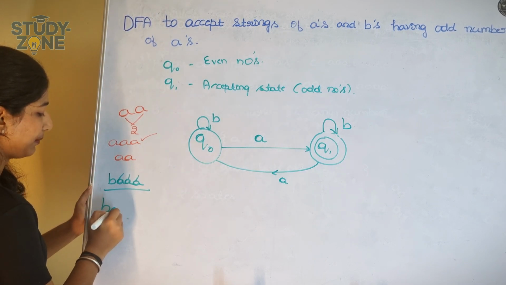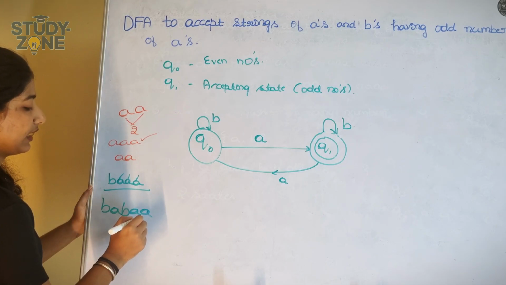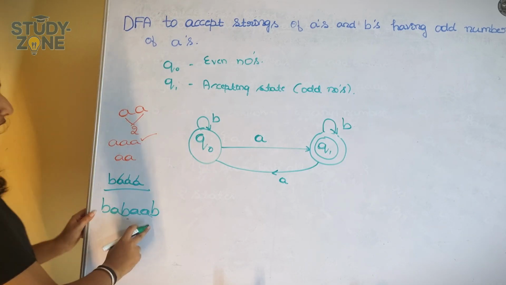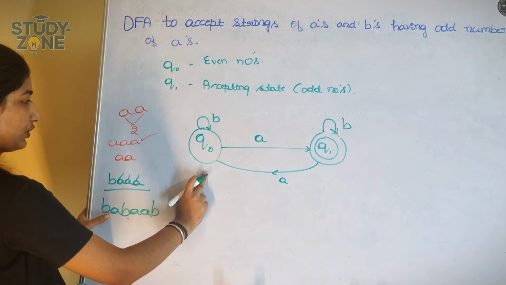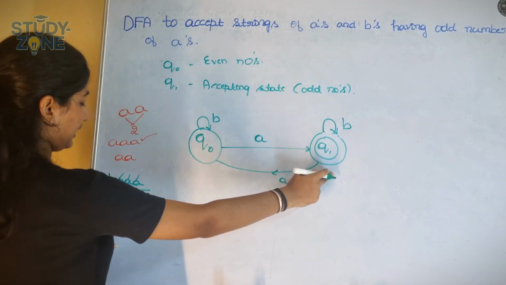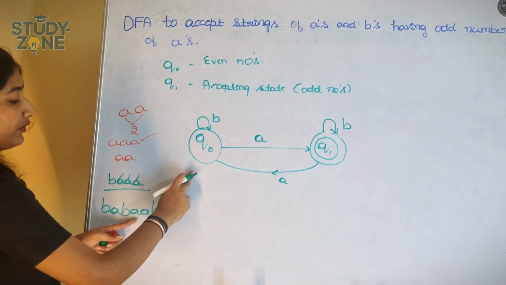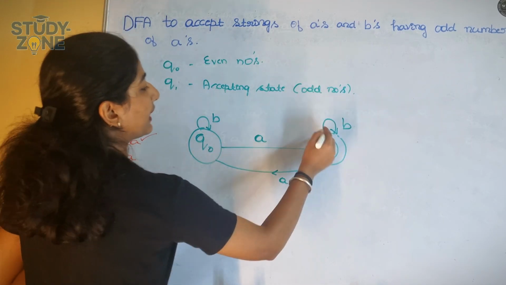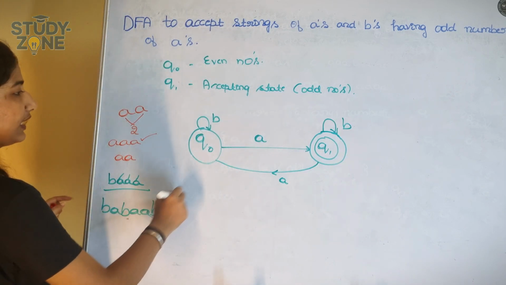Check it again. Let's take an example B, A, B. Okay, 3 A's. Q0 on B will stay in Q0 only. Q0 on A moves to Q1. Q1 on B will stay in Q1 state only. Q1 on A moves to Q0. Q0 on A moves to Q1, and Q1 on B will remain in Q1 state only. So this one also gets accepted.